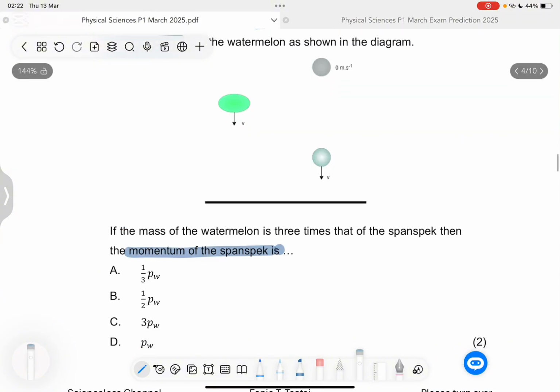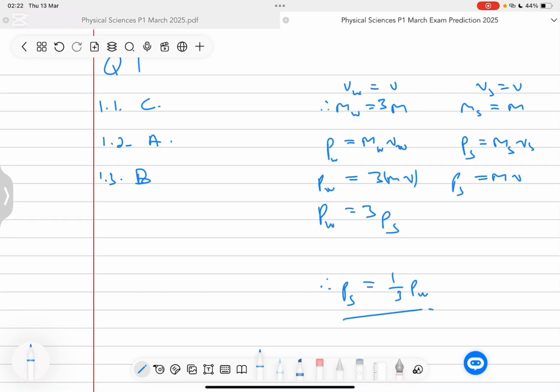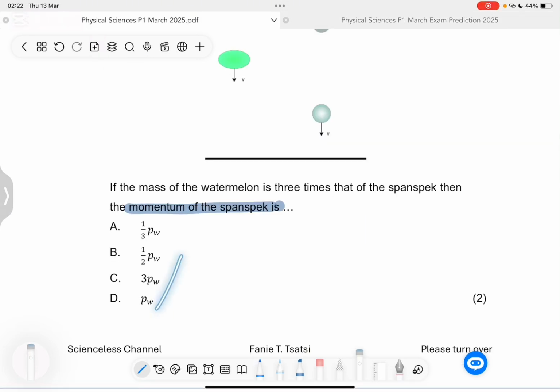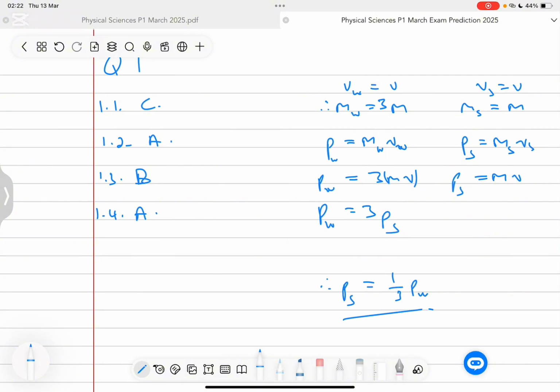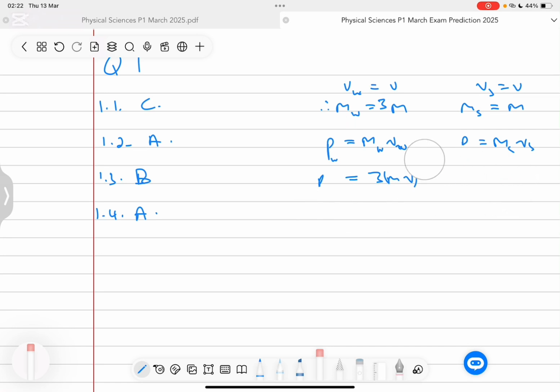Now when you look at our options here, you can see that A is the option that we're looking for because it is 1 over 3 Pw, the way we have found it. So our answer here for 1.4 is A, and we can simply not do the other ones because we found our answer. I want to share with you another way in which this question can be done.